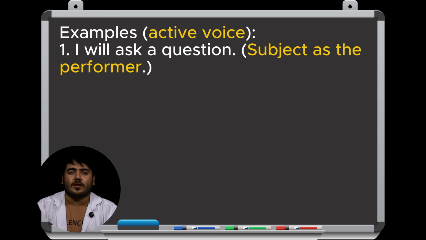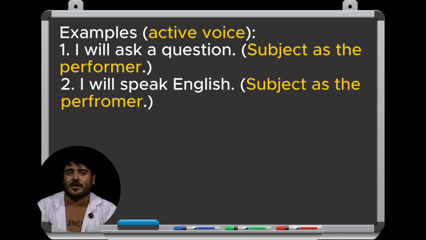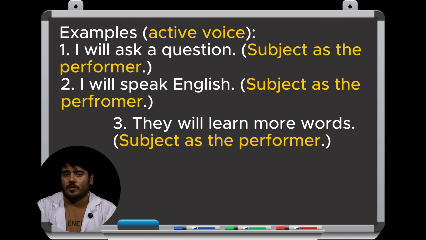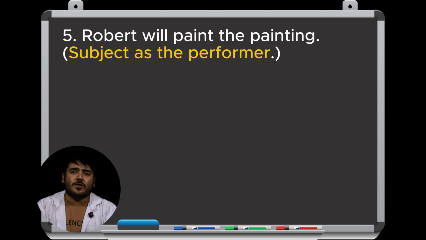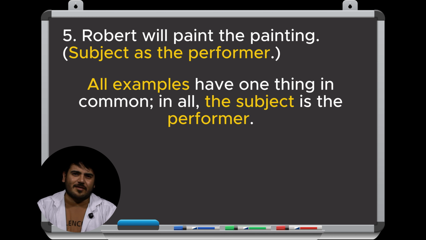Examples. With active voice, I'll ask a question. This is something I'll do in the future, and I'm the doer. Or I'll speak English. They'll learn more words. We'll type new vocabulary. Robert will paint the painting. They all have one thing in common. In all, the subject is a performer.